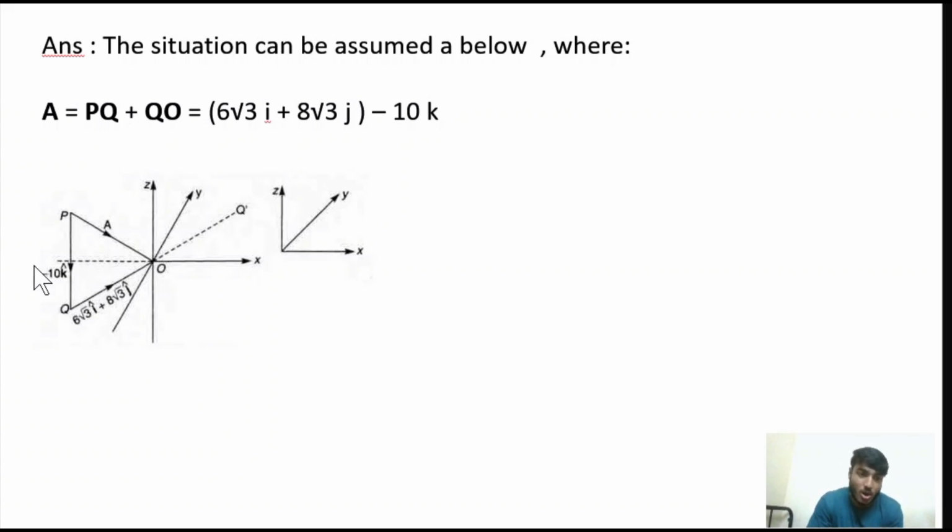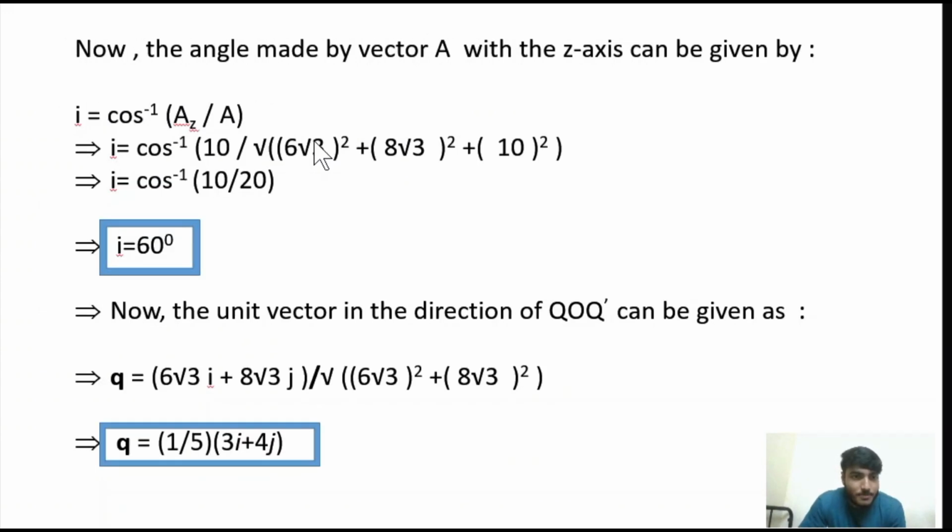Now the summation of these two vectors can be given as vector A. Obviously vector PO is the incident ray, and vector PO can be given as the summation of vector PQ plus vector QO. So we can write the vector A like this. Now the angle made by the vector A with the Z axis can be given as cos inverse of the Z component of vector A divided by vector A.